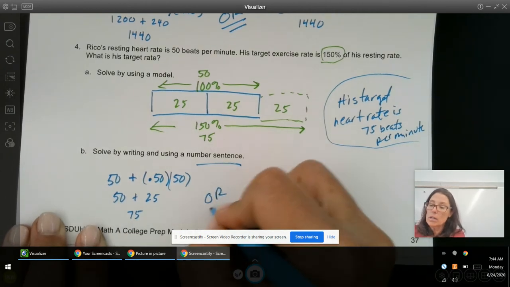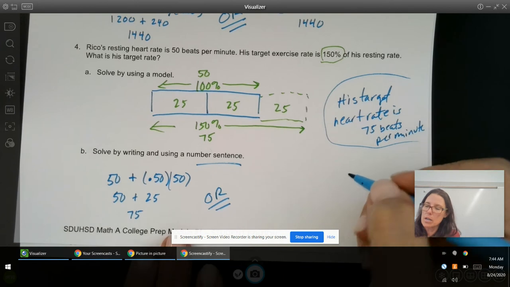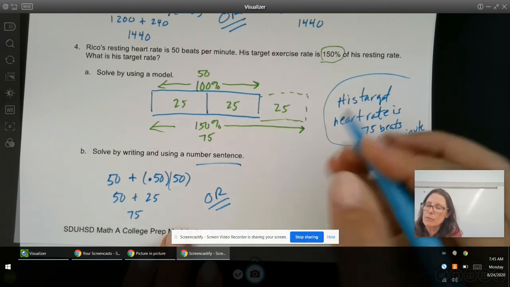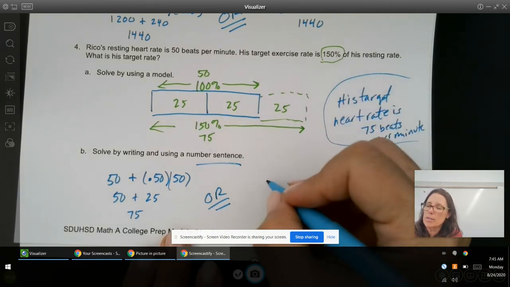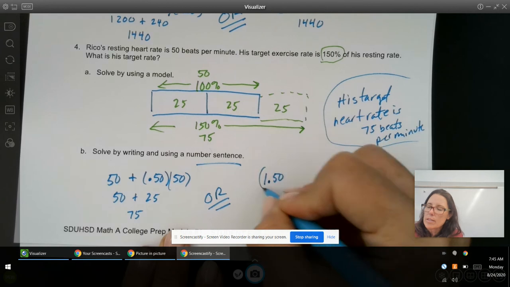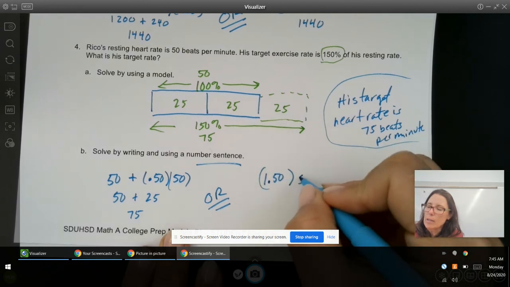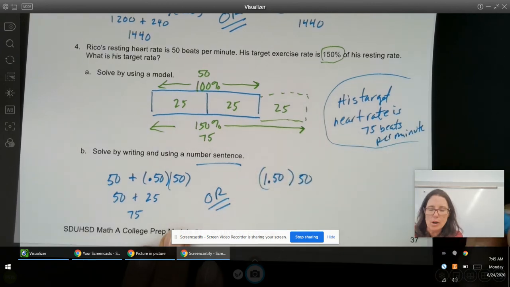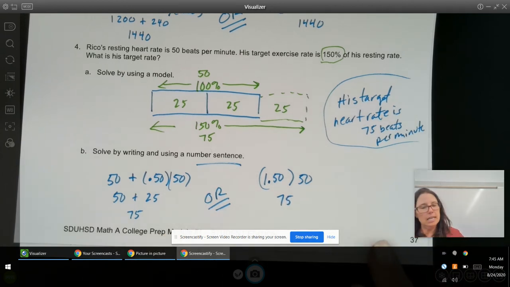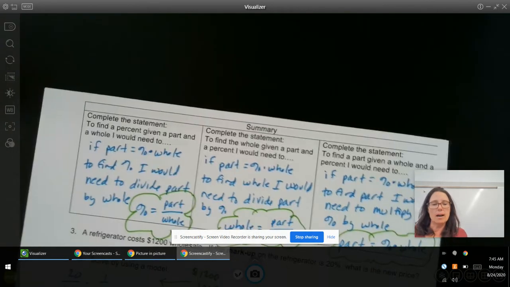Or, okay, if you prefer, some of you can see that if we're looking for 150%, that is multiplying that 50 by 1.50, which gets us the 75 beats per minute. Okay? If you're having any questions, you're making good notes so you can remember to ask questions when we discuss this in class. Okay? All right.